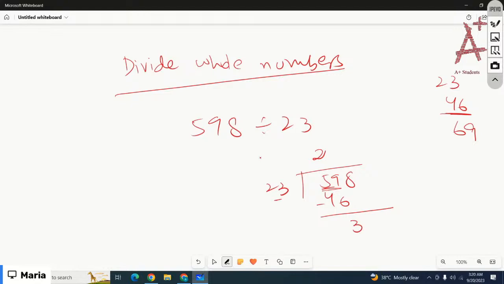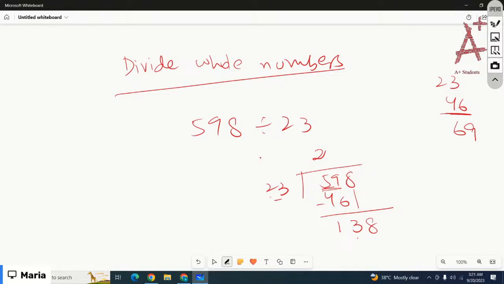9 take away 6 is 3. 5 take away 4 is 1. Here you have 23, here you have 13. You cannot divide a smaller number by the greater one, right? 23 is greater than 13. You have to make the number greater than 23. So just bring the next digit down. Now you have to count 23 until 138, right?